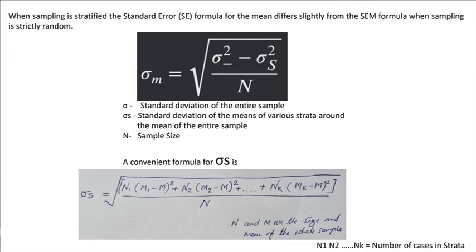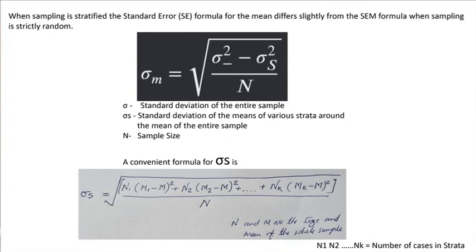Now, standard deviation s is the standard deviation of the means of the various strata around the mean of the entire sample. The first standard deviation is independent of the group, and standard deviation s is the standard deviation of each stratum keeping the n of the entire 1000 sample. We will calculate the standard deviation of the entire sample. So, it will tell you the standard error of the mean in the case of stratified sampling.